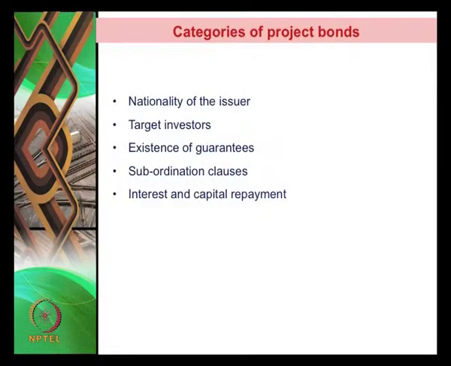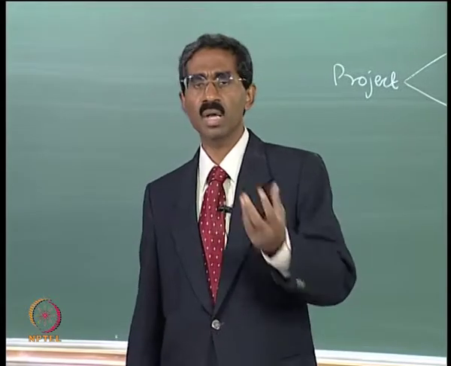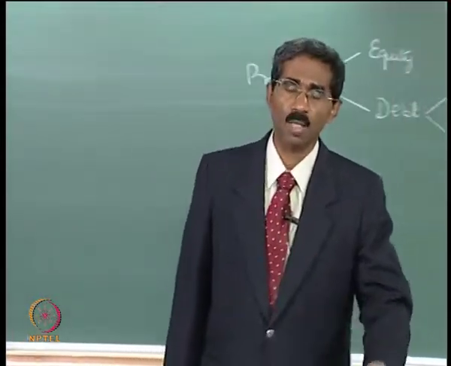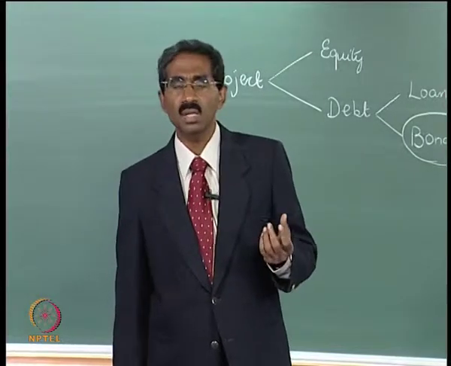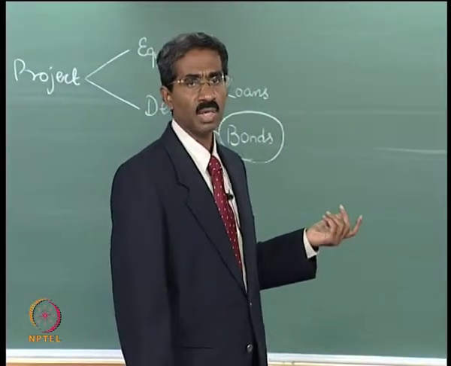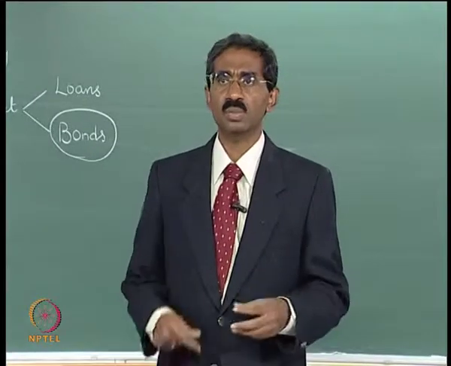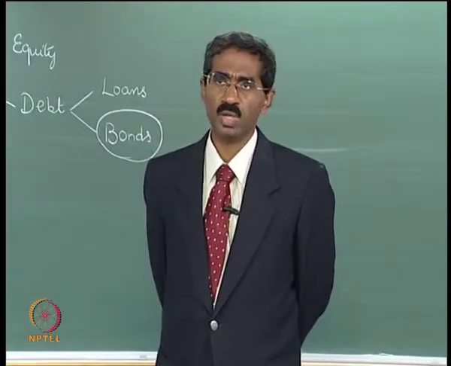When you look at project bonds, they can be categorized in various ways. We categorize based on the nationality of the issuer. Is it a domestic bond or a foreign bond? If the bond is being issued in the same country in which the issuer is, then it is a domestic bond. For example, an Indian company issuing a project bond in the Indian market is issuing a domestic bond. On the other hand, if an Indian company is issuing the bond in the US, then it becomes a foreign bond. So the nationality of the issuer is very important.